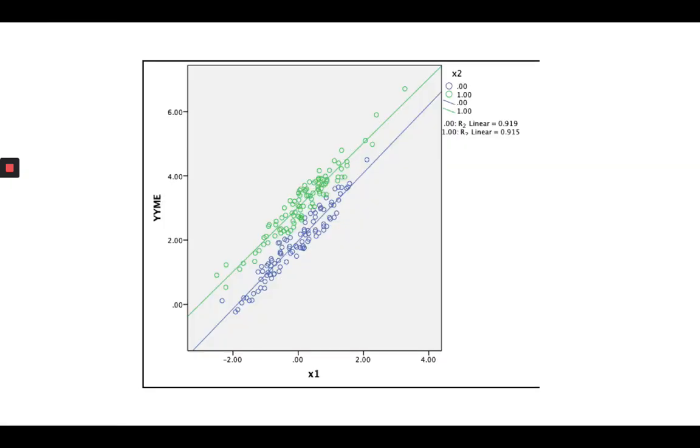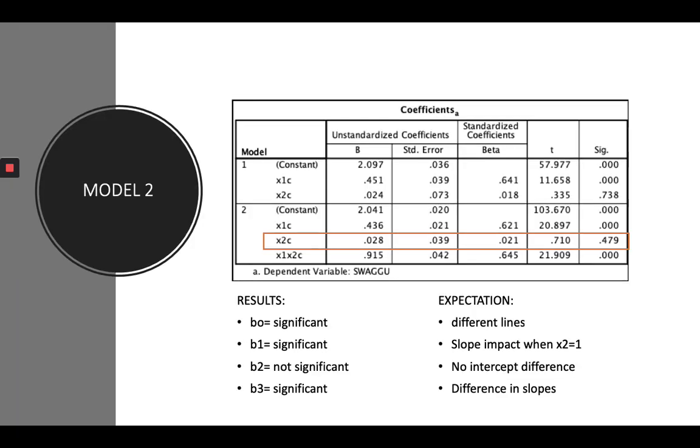And here we are. So the green line is when x2, which is our moderator, is equal to 1, and the blue line shows that our moderator is equal to 0. As you can see, they are relatively parallel lines, and that is because the interaction itself was not significant for that model. As we look into model 2, we see that everything is significant with the exception of B2. And with B2, you're looking at the effect the moderator itself has on y.